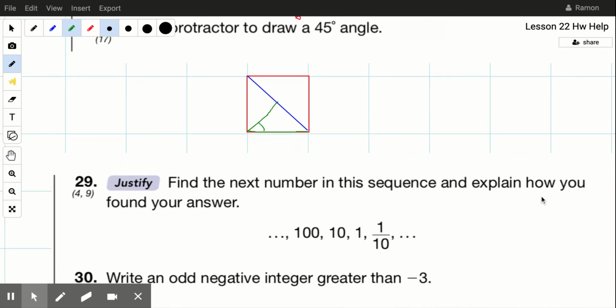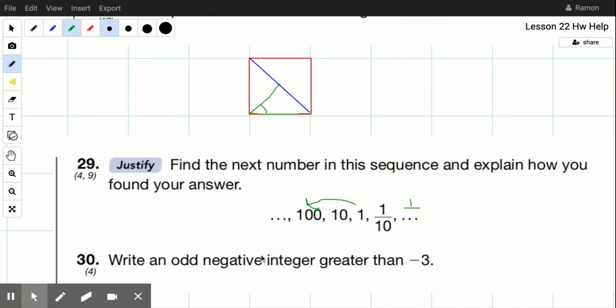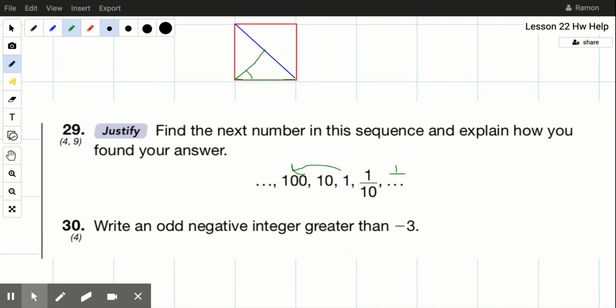Find the next number in the sequence and explain how you found your answer. Well, it looks like what we're doing is we're dividing by 10 every time. So, you know, we went 1 and then it was 1 over 10. So the next one should be 1 over the previous number. We are going to get into dividing fractions next week, so we'll be able to figure that out without having to justify it a different way.